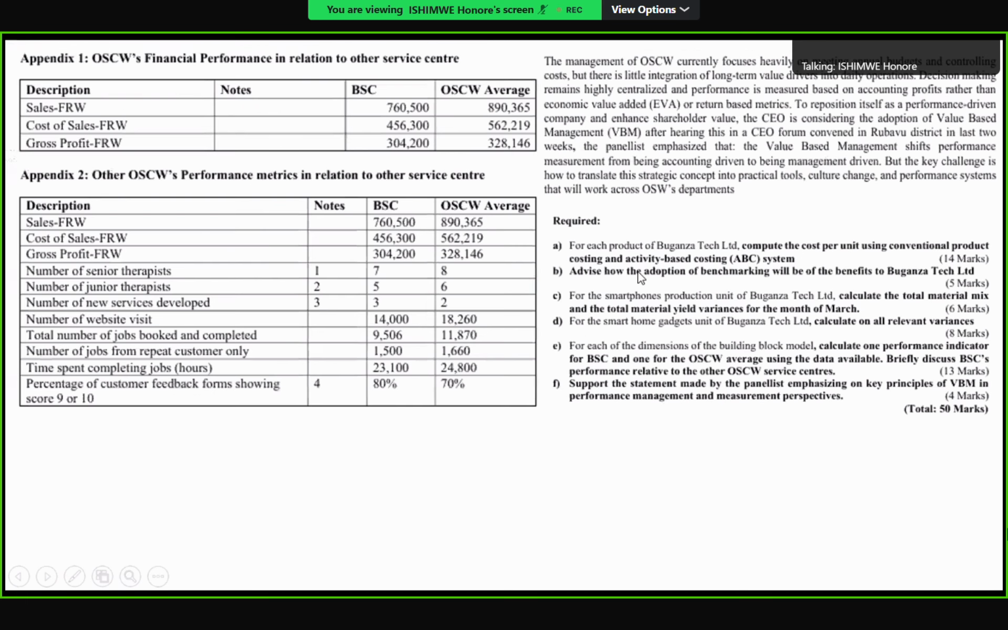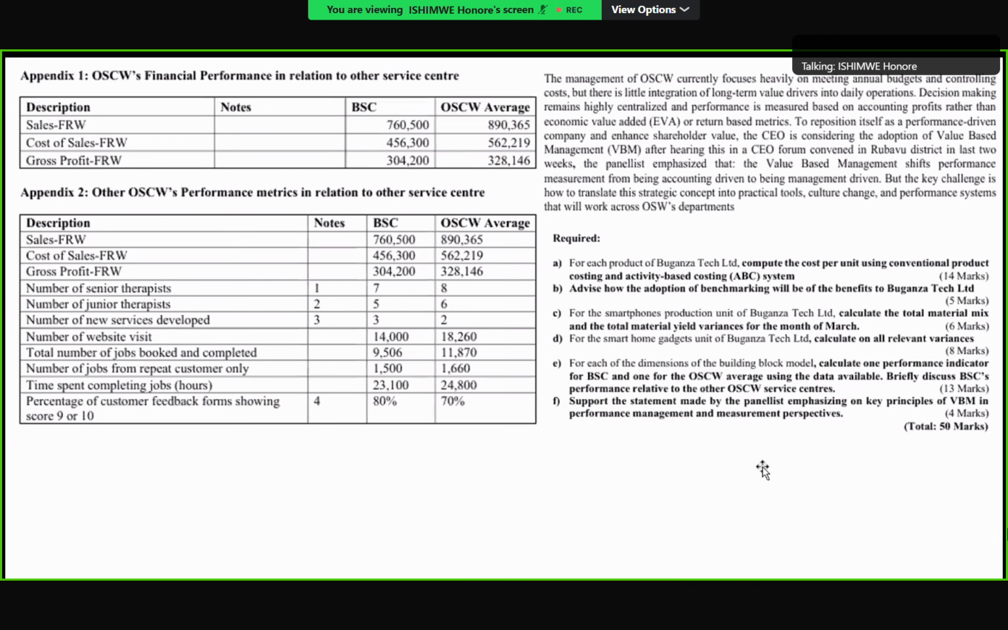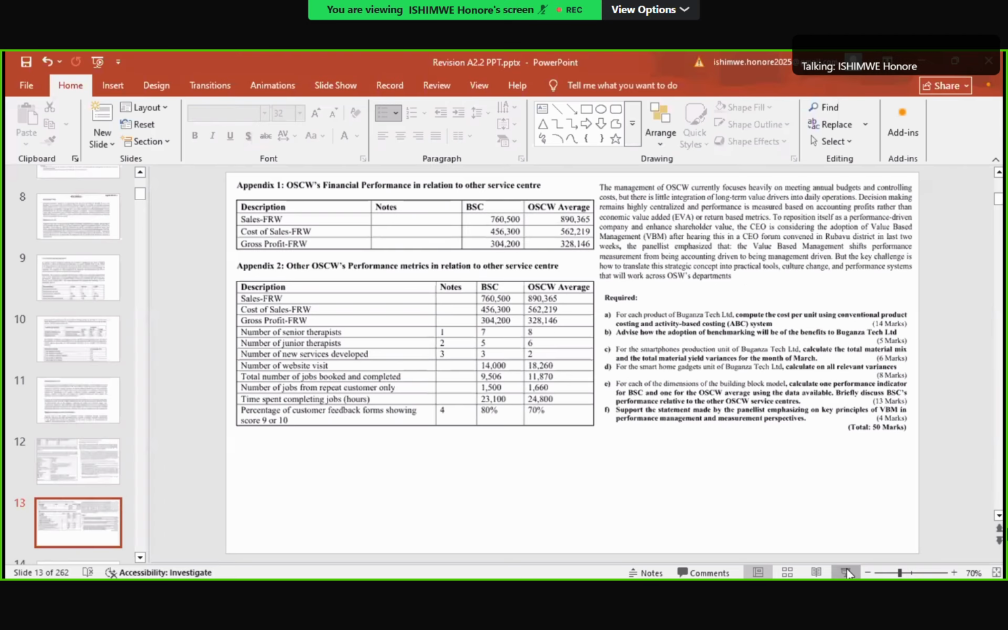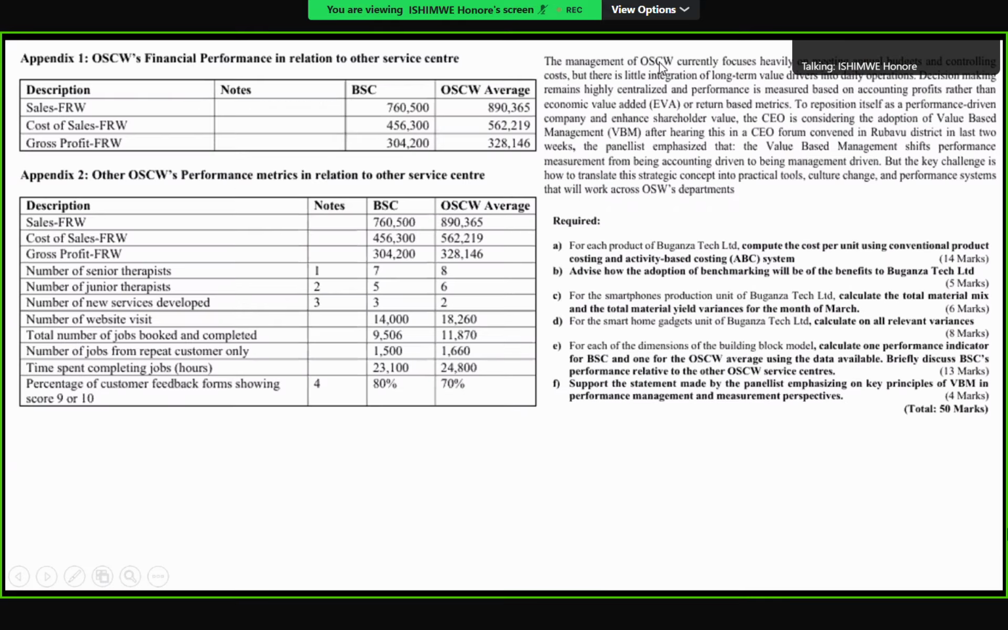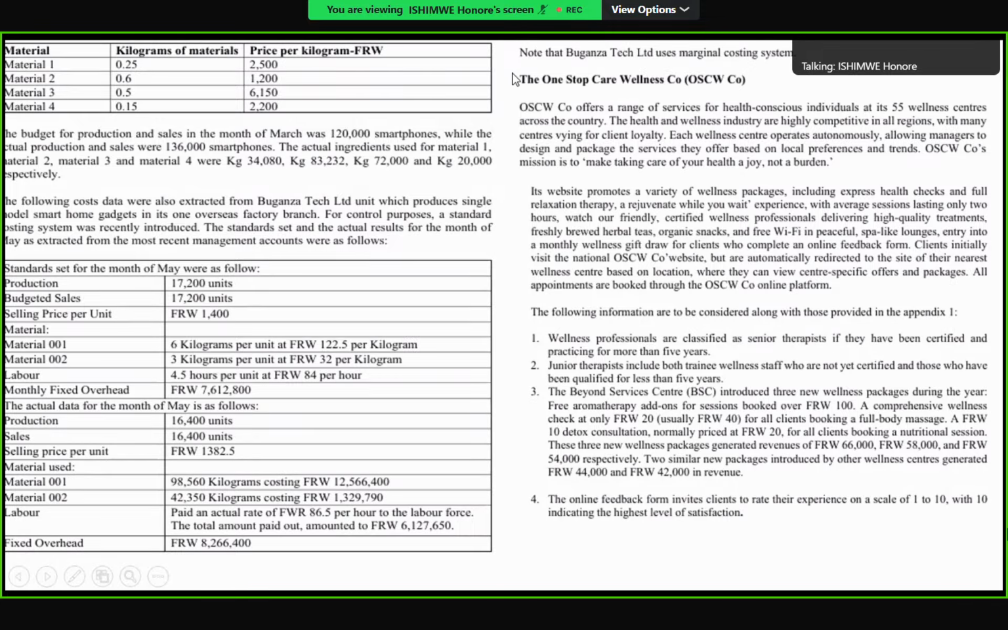Now, I'm not leading the question well. Okay, now I can lead. So they said the management of SCW currently focuses heavily on meeting annual budget and controlling costs, but there is a little. I think we are here. Note that Uganda Tech uses marginal costing system. That is when you are producing variances. Okay, we have to note this.